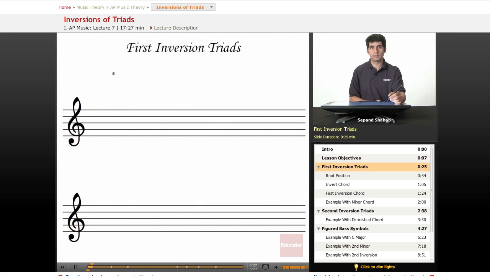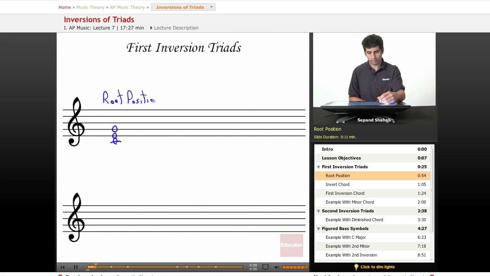Okay, first let's derive some first inversion triads. Let's start with a root position chord like the ones we've been working with up till now. So I'm just going to write a C major chord here. And when we talk about inversions, what we are concerned with is what note is in the bass voice of the chord. So here we have what we call a root position triad, because the root of the chord, the C, which makes it a C major chord, is the lowest voice in the chord.